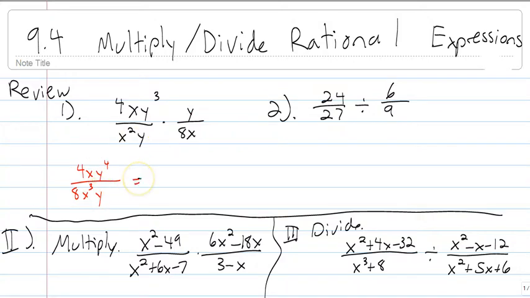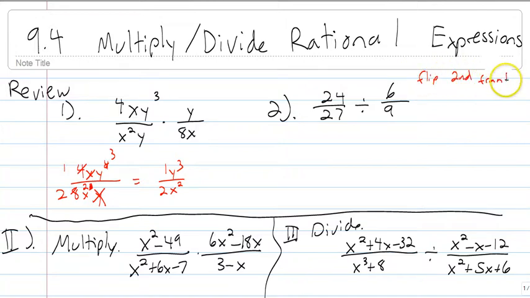Now we simplify. 4 over 8 is the same thing as 1 over 2. So we have 1. The x on top goes away, and then one of these goes away, so it's x squared. And down here the y goes away, and this becomes a y cubed. Kind of like what we were doing with the exponent chapter in chapter 6. So we have y cubed over 2 x squared. And that's it.